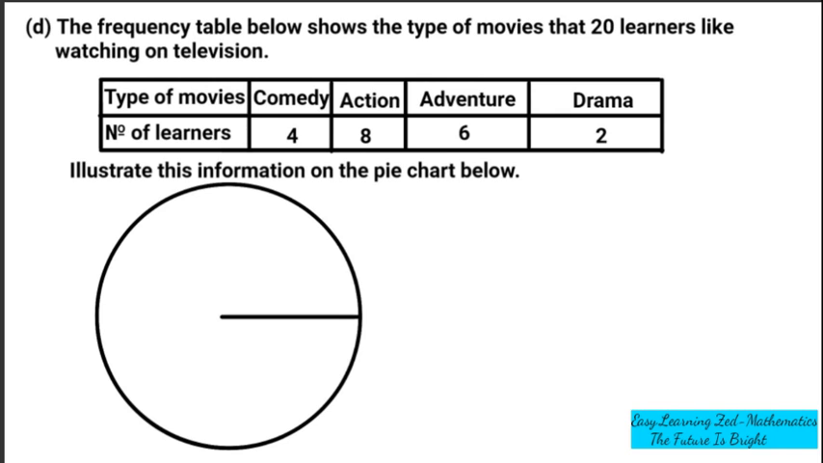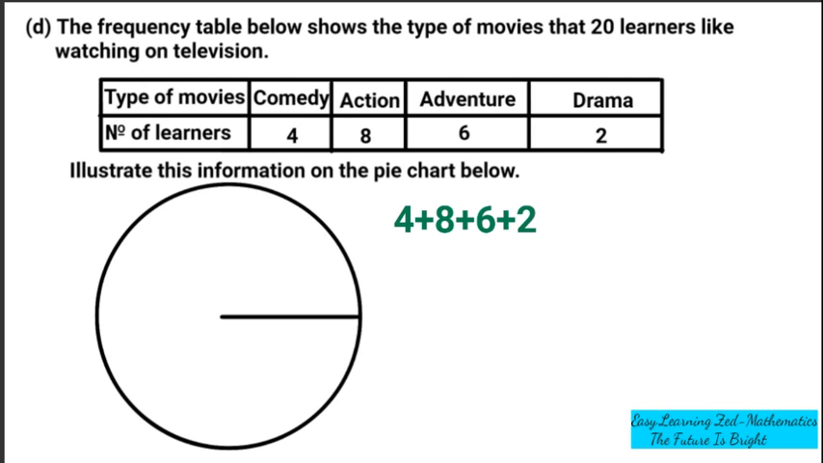Okay, so the question is, illustrate this information on the pie chart below. What we're going to do here is, first we're going to find the total number of learners that like different movies. So for comedy we have got 4, which will be added to 8, and then we are going to add also 6, then 2. So 4 plus 8 will give us 12, 12 plus 6 will give us 18, 18 plus 2 gives us 20. So there are 20 learners who love different movies in this question.